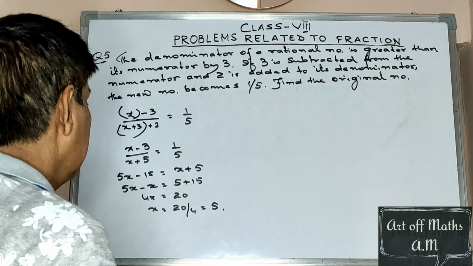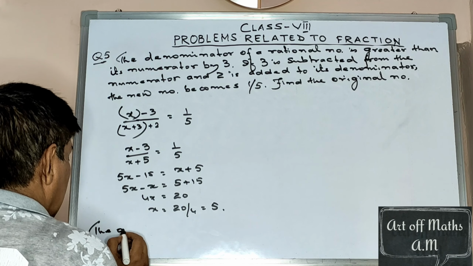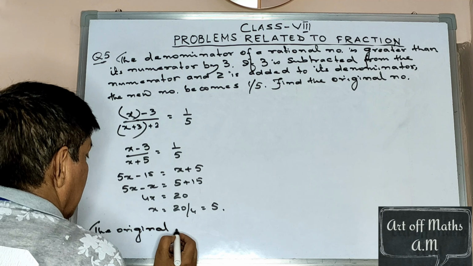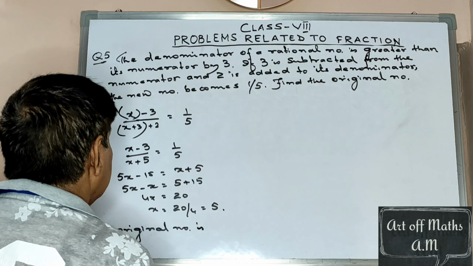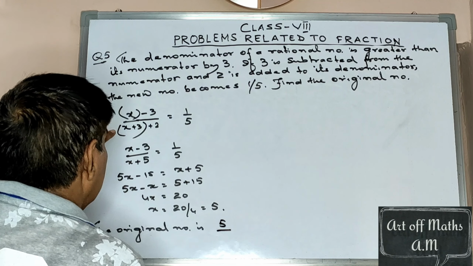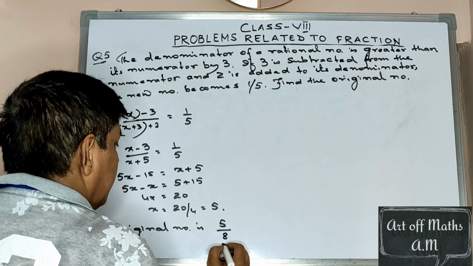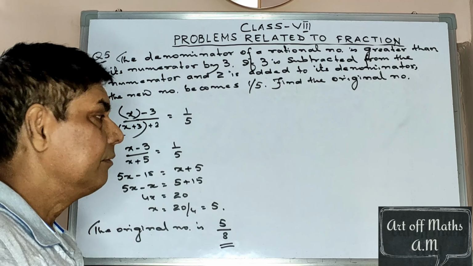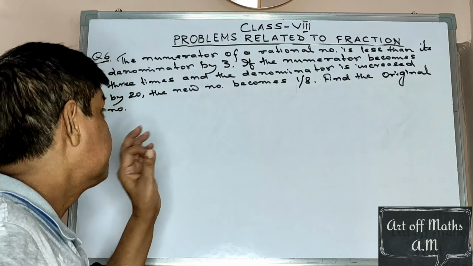Find the original number. The original number is x over x plus 3, that means 5 divided by 5 plus 3, 8. 5 by 8. This is the solution. These are very easy questions. This is the 6th question.